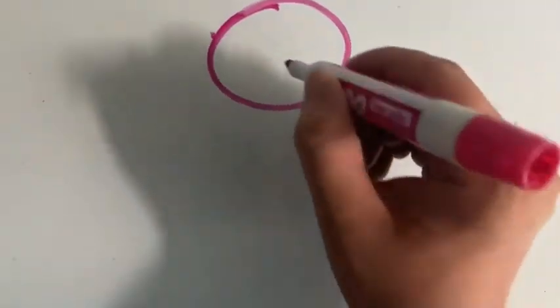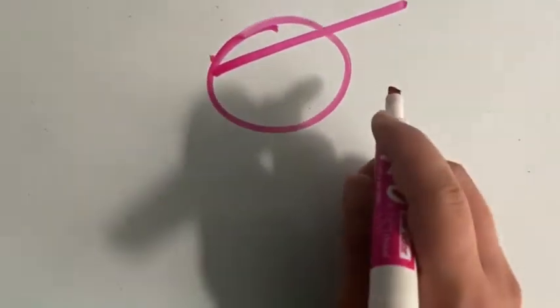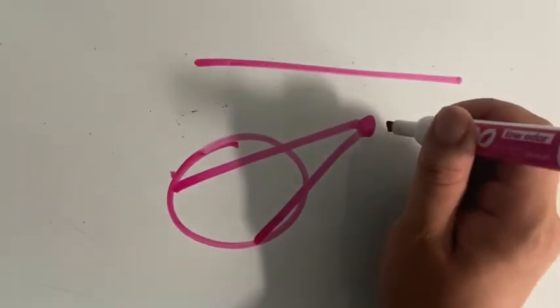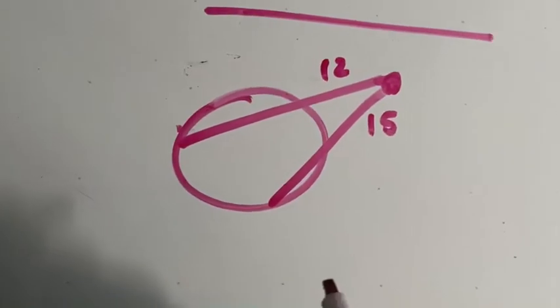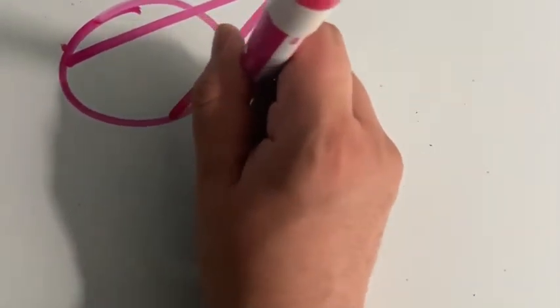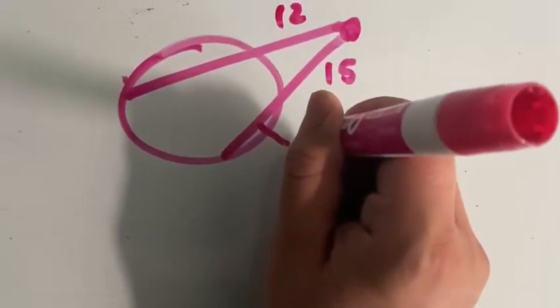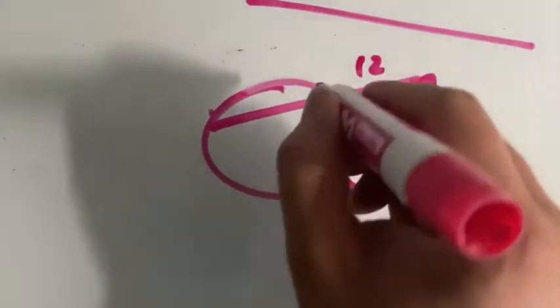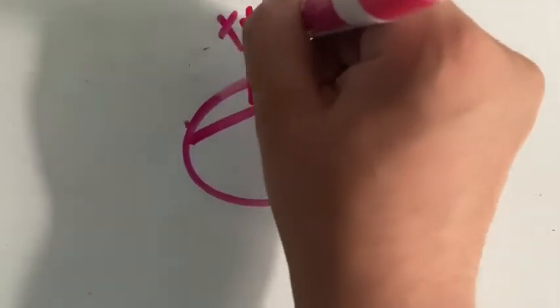So let's say we have that, and a secant line going like that, and a secant line going like that, okay? Sorry about that. And then our intersection points right there. We'll label this 12 and that 15. And we'll label this section x minus 1, and this section x plus 8.